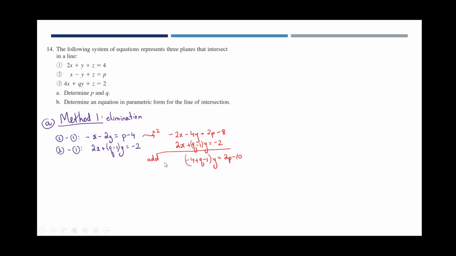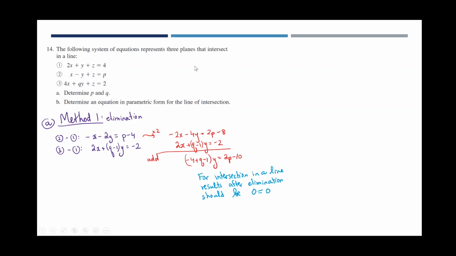Once again, when we're adding the coefficients on the y, we have negative 4y's and then we have this expression of y's. If we pull out the common factor of y, we'll have negative 4 plus q minus 1 as a coefficient on the y. And on this side, when we add, we have negative 10 for these like terms collected.